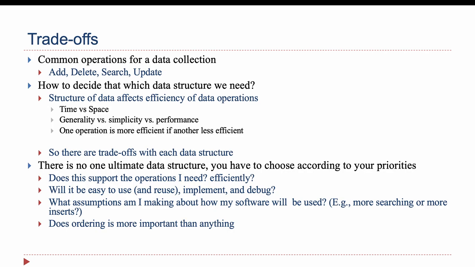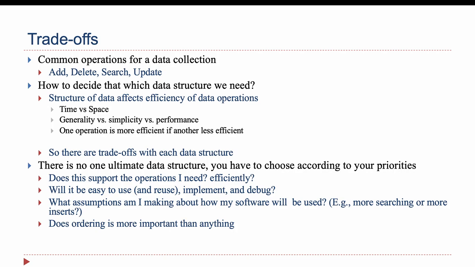Choosing the right data structure. Now, to choose the right data structure, we know the common operations for a data collection. How do we decide which data structures to use? The structure of data affects the efficiency of data operations, and we need to consider factors like time versus space complexity, generality versus simplicity versus performance, and trade-offs with each data structure.